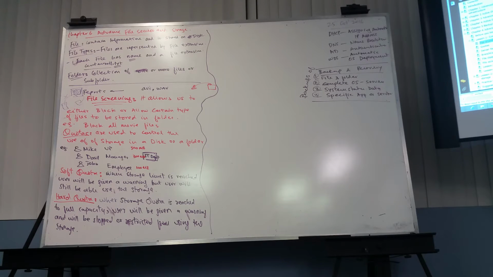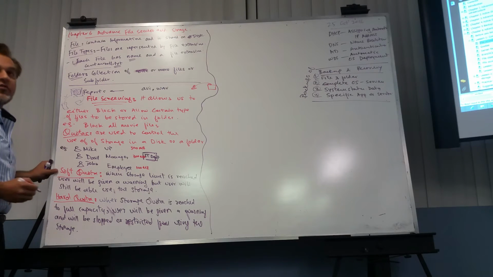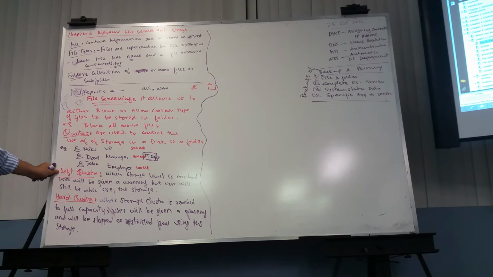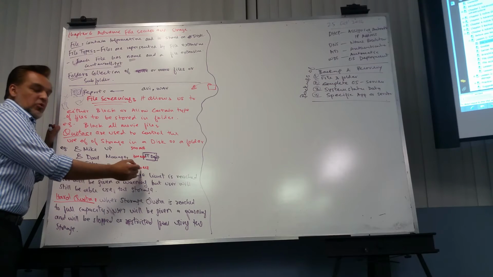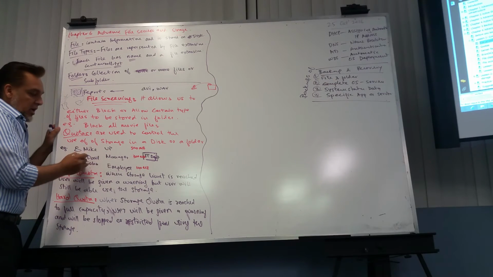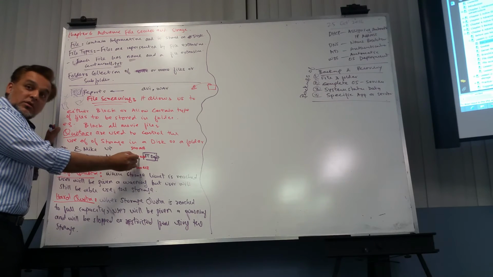So we have discussed two things here. What's the name of the other quotas? Hard quota. So soft quota is I'm getting a warning, but I'm not stopped from using the storage. Hard quota is a hard stop, so the user won't be able to use that storage anymore. So John won't be able to use more than 100 MB. Dave won't be able to use more than 300 MB.